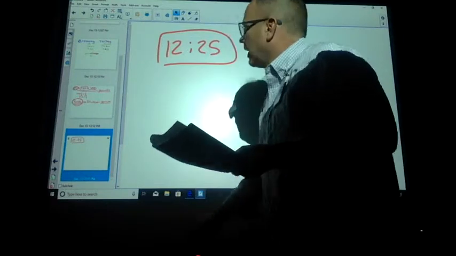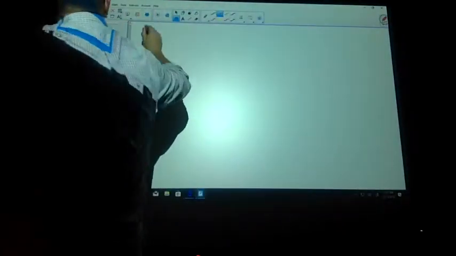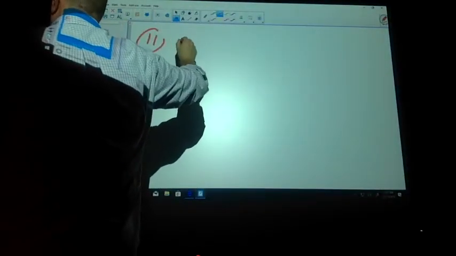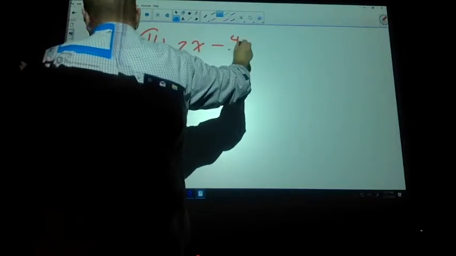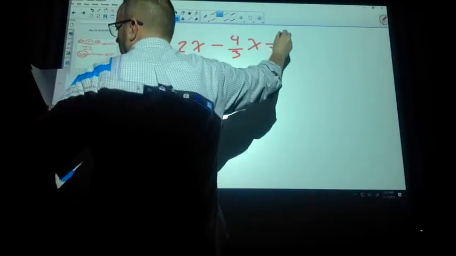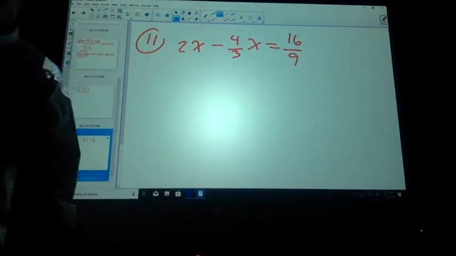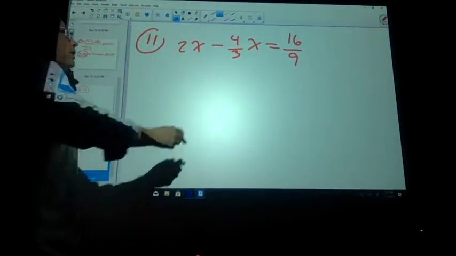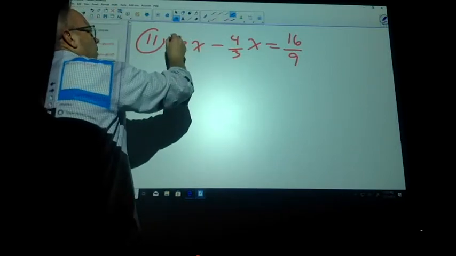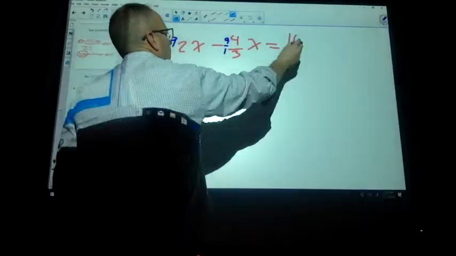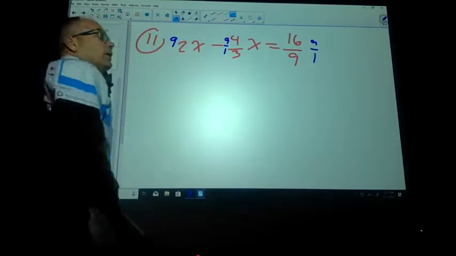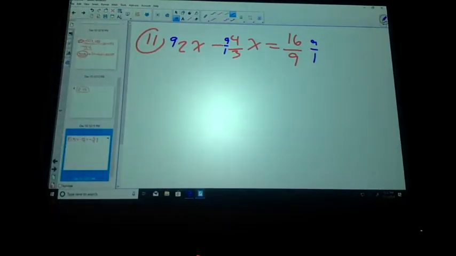All right, number 11 says this. We have (2x - 4) over 3x equals 16 over 9. All right, so we all know we don't like fractions. So what would happen if I multiplied this by 9 over 1 and this by 9 over 1? What's going to happen there? Do I cancel my fraction?